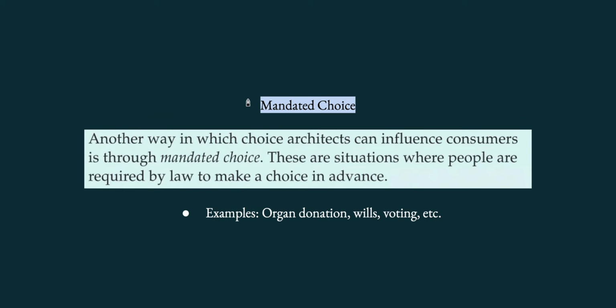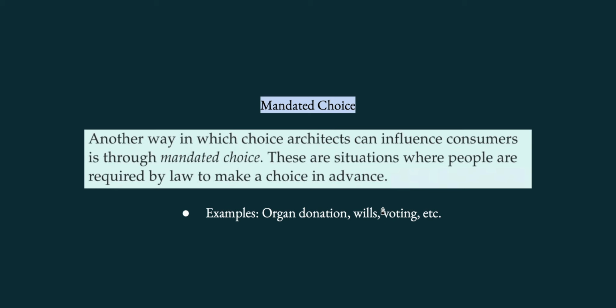And in contrast, we have mandated choice, which is the complete opposite, which is how choice architects can influence customers through mandated choice, which are situations where people are required by law to make a choice in advance. Once again, let's continue with this organ donation thing. So mandated choice is the opposite of default choice because you're using an action to change that choice. So let's say in Canada, you're automatically put up to be an organ donor, but you don't want to be, okay? So then you have to basically go to the government and say, hey, I don't want to donate my organs. So now it becomes a mandated choice that you're choosing to not donate your organs, okay?